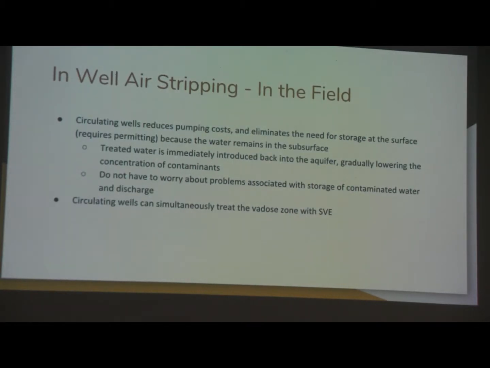So the circulating well is good because it reduces pumping costs, so you don't have to bring the water up to the surface, hence the in situ part. And that's really good as far as permitting and having to deal with contaminated water at the surface and discharge of it. And with the circulating well, you could also simultaneously treat the vadose zone with those soil vapor extraction systems.